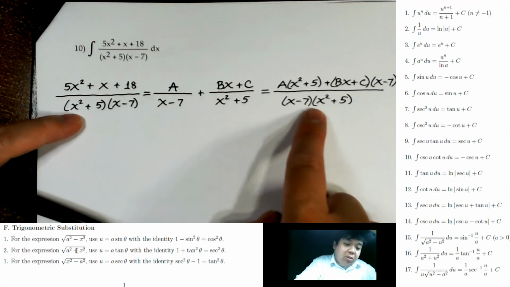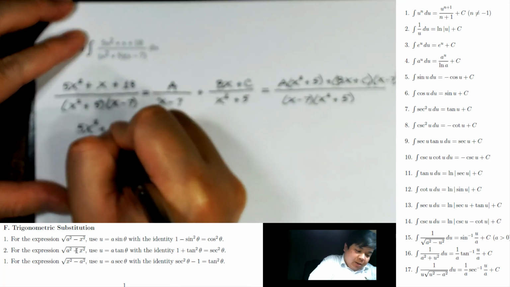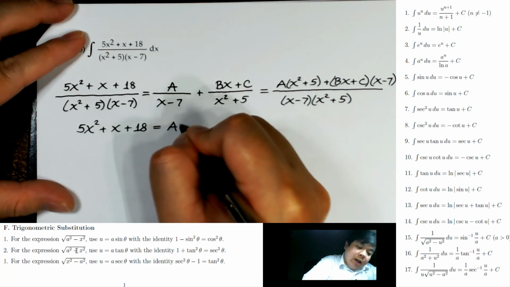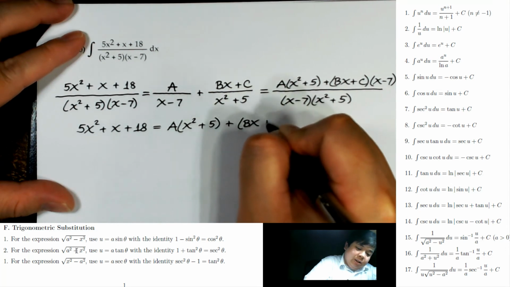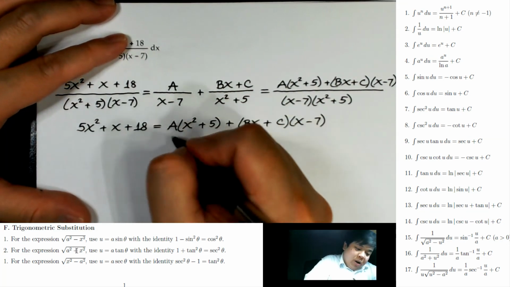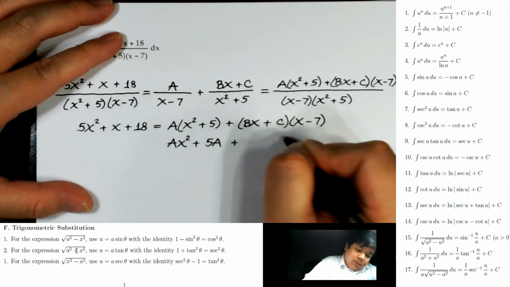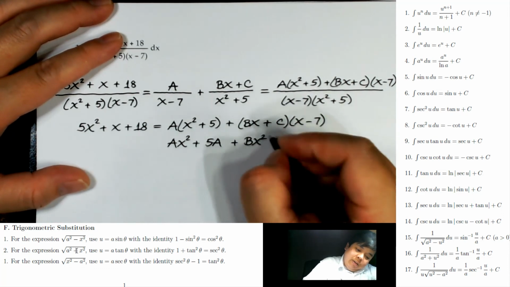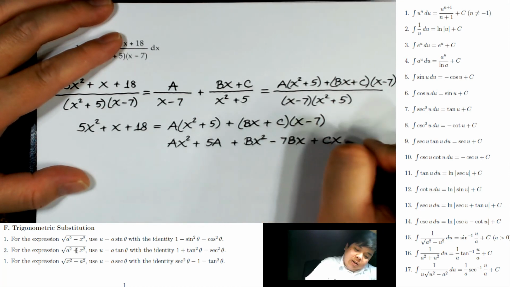Now the bottoms are the same, so the tops must be the same. We write 5x squared plus x plus 18 equal to, and I will multiply this out. Just write it like that first. So multiply this out: Bx squared minus 7bx plus cx minus 7c.